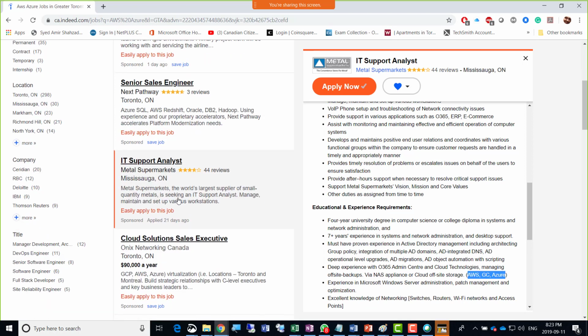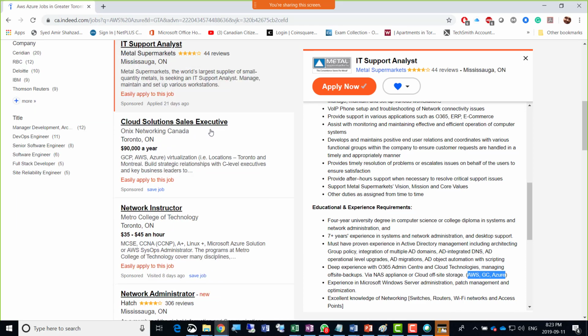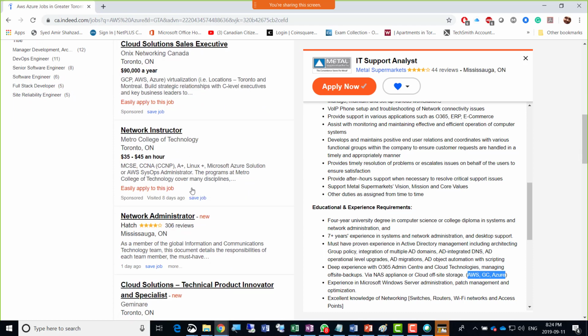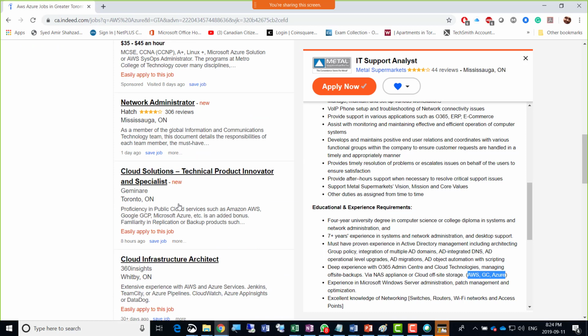So there are so many jobs that are now available in Mississauga, and in one job, Cloud Solution Sales Executive, 90,000 per year. GCP, AWS, Azure, all three. Seriously, guys, all three was not used to be there, because in every class I show that. Now all three is kind of getting a requirement there. So Azure, AWS, and then it goes on. It goes on and on and on.